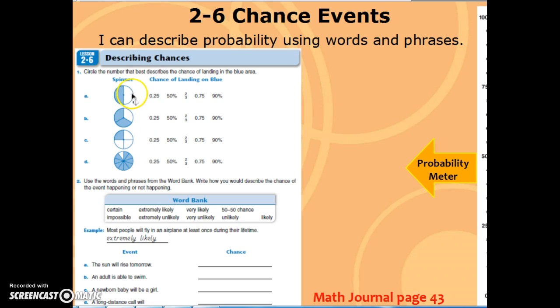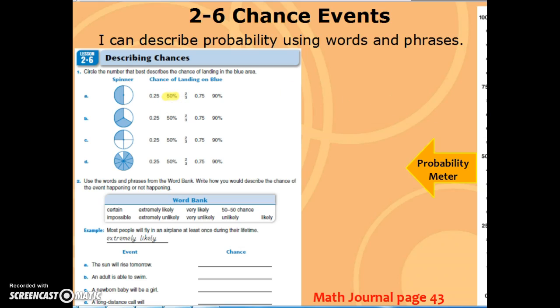So you can see in letter A, you have half of the circle graph shaded in blue. And so what we're trying to do is find out the chance of landing on blue. Would I have 25 hundredths of a chance, 50%, 2/3 of a chance, 75 hundredths of a chance, or 90% of a chance to land on blue? Since this is split in half, I know that 50% is the same as half.